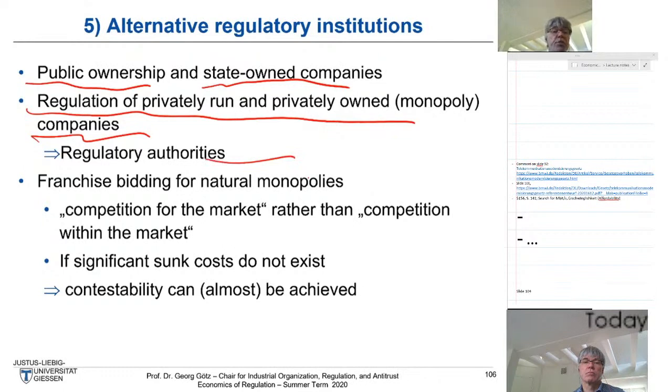There are other forms for solving the natural monopoly problem, in particular franchise bidding. We will get back to that, and competition for the market rather than competition within the market is the important topic here. You have to wait until, say, chapter 10 or 11 when we discuss that. So I want to leave it at this here.